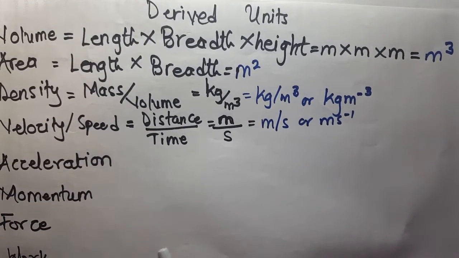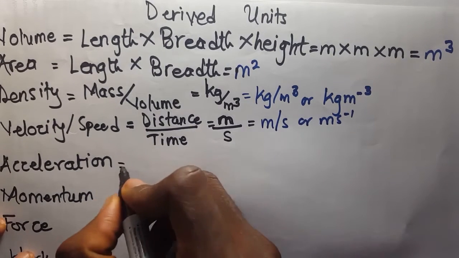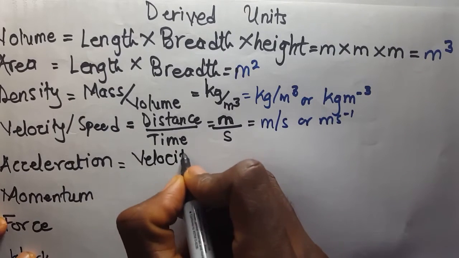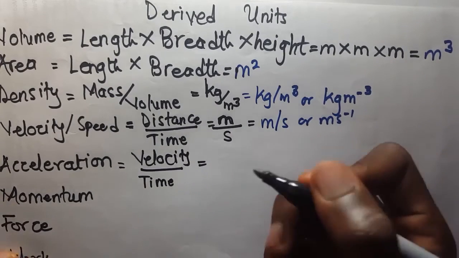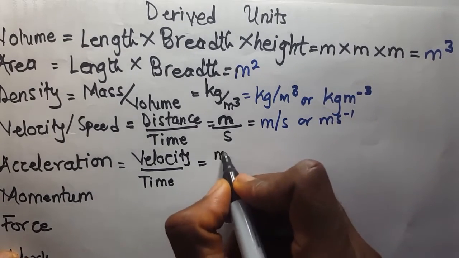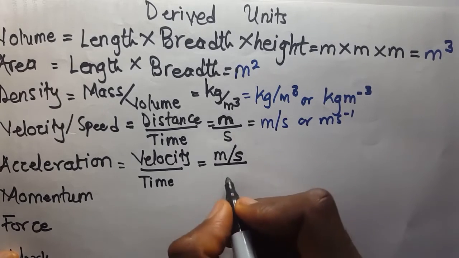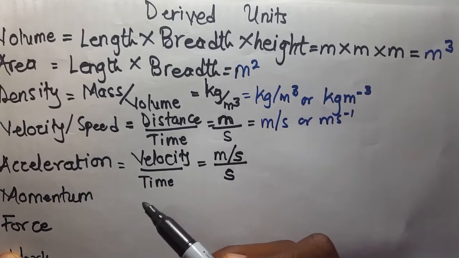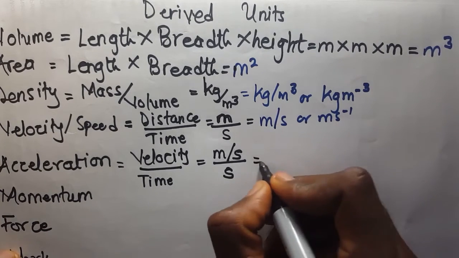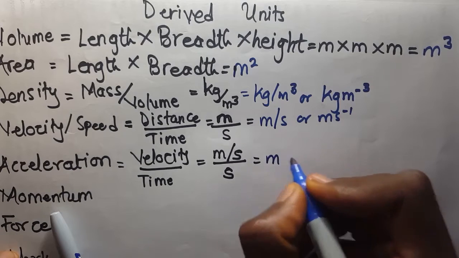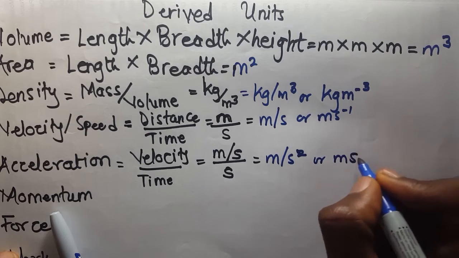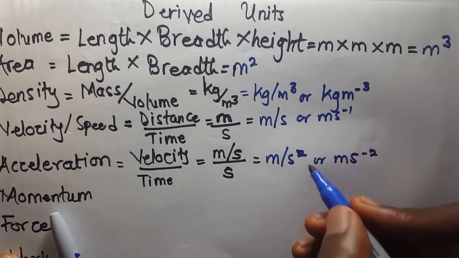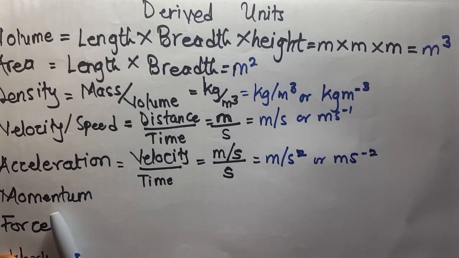So with acceleration, the formula for acceleration is velocity over time. Now, the unit of velocity over here is meter per second over s. Why s? Because the unit for time is seconds. So we are going to have meter per second squared, or ms minus 2.